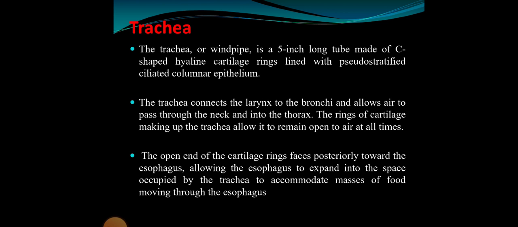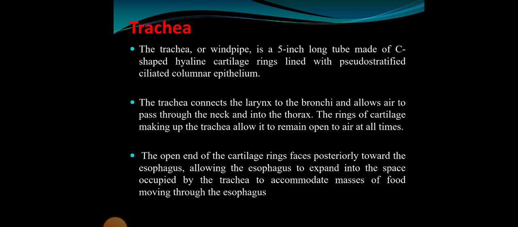And next one is trachea. The trachea or windpipe is a 5-inch long tube made of C-shaped hyaline cartilage rings lined with pseudostratified ciliated columnar epithelium. The trachea connects the pharynx to the bronchi and allows air to pass through the neck and into the thorax. The rings of cartilage making up the trachea allow it to remain open to air at all times.